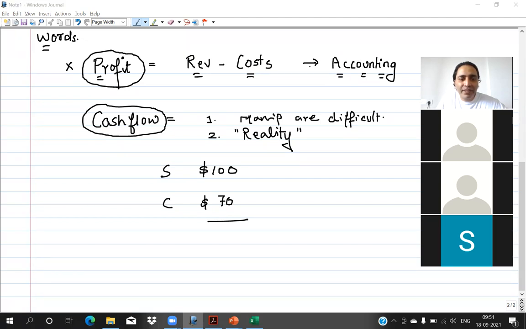What is the profit? जल्दी से बताइए, what is the profit? Focus on the question guys. What is the profit? Sale is 100, cost is 70. What is the profit? Profit 30.